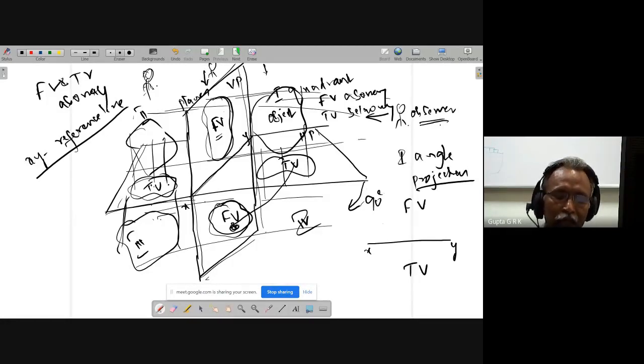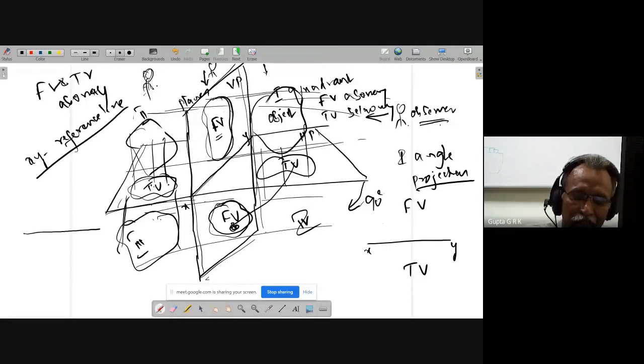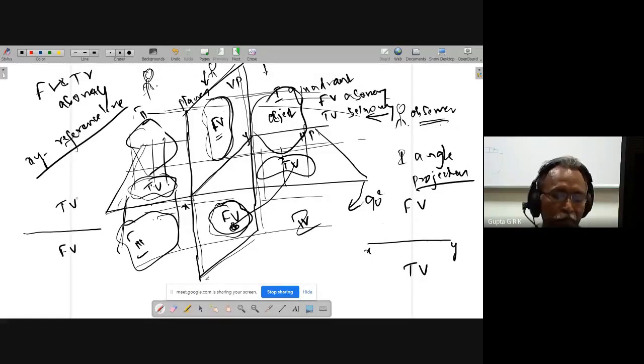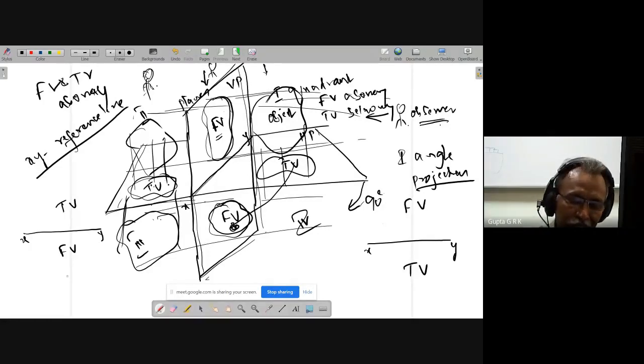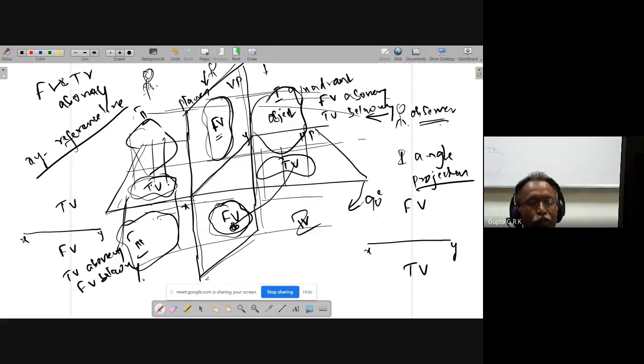Again, I rotate it clockwise 90 degrees. Then XY will be at the center, the front view is below XY, and the top view goes above. Is it clear? I will get it like this: top view above XY, front view below XY. This is third angle projection. Here also there is no problem, there is no overlapping.